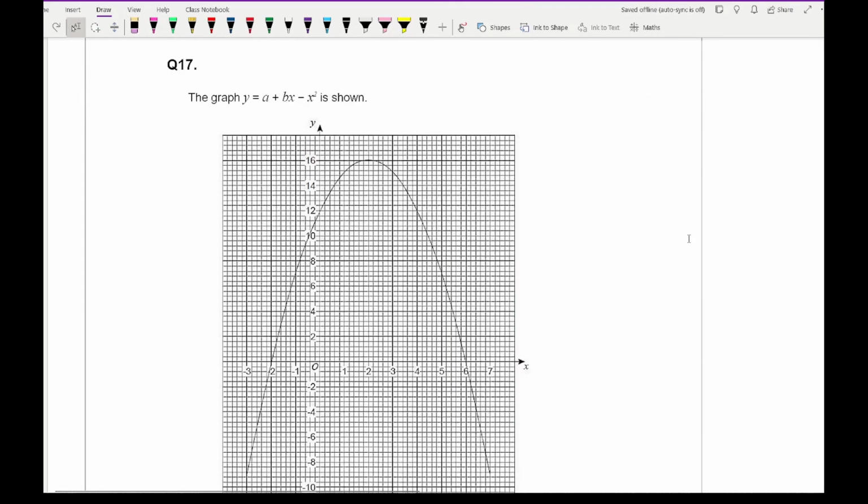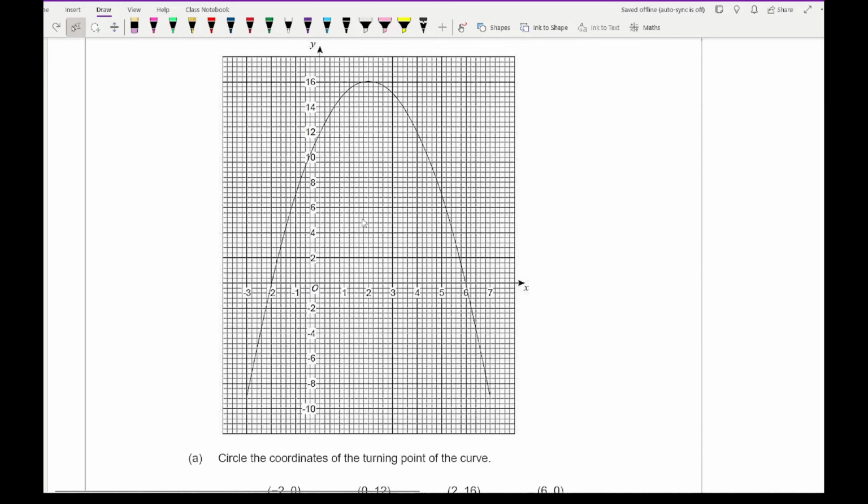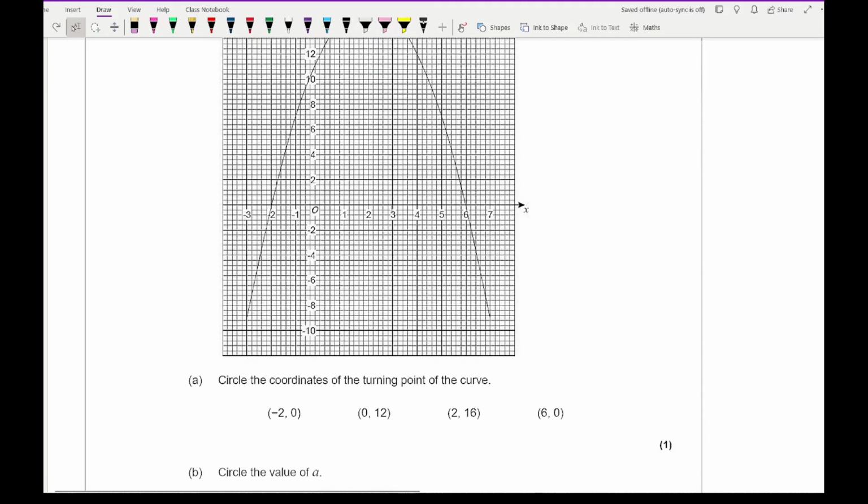Then moving on to question 17, it says here we've got a graph of a plus bx minus x squared, and it says circle the coordinates of the turning point. So again, our turning point is here, and that coordinate is 2, 16. So I'm looking for 2, 16, which is our third option.